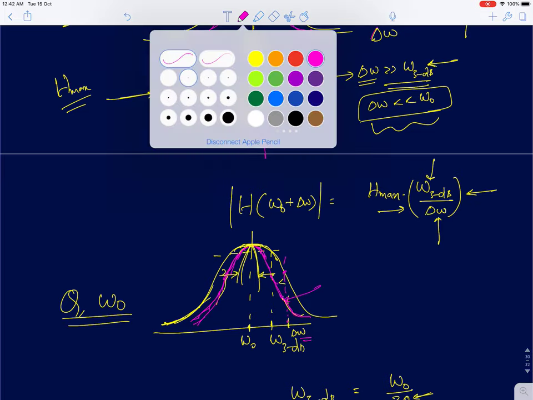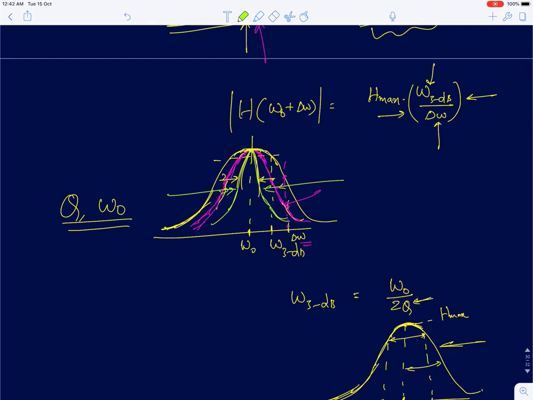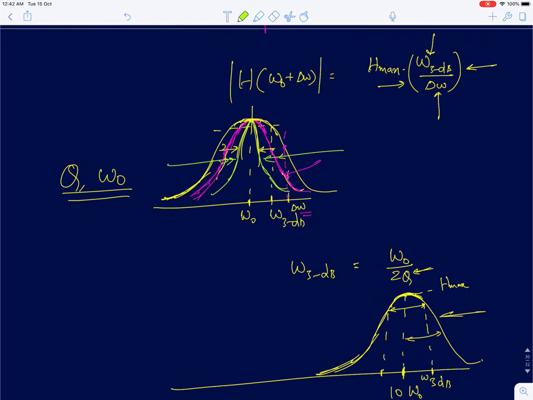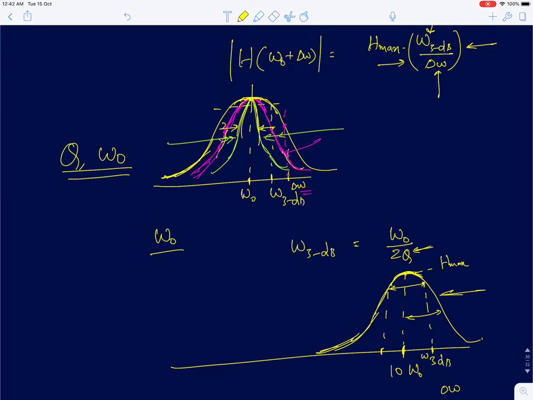Now, as you keep increasing Q, this function is going to become more and more narrower. Now, we assumed omega naught by 2Q is the 3 dB frequency. We saw what happens when you increase Q by keeping omega naught constant.